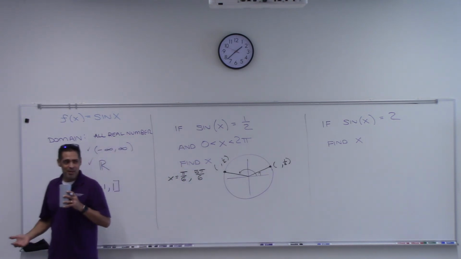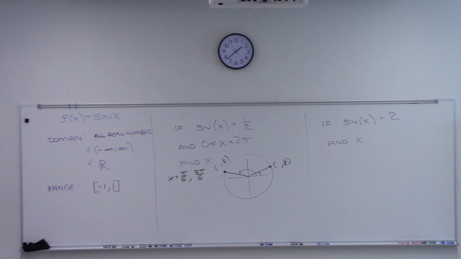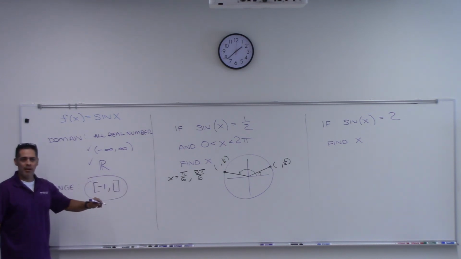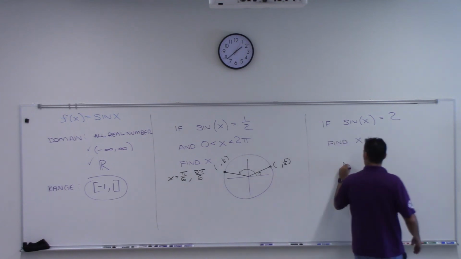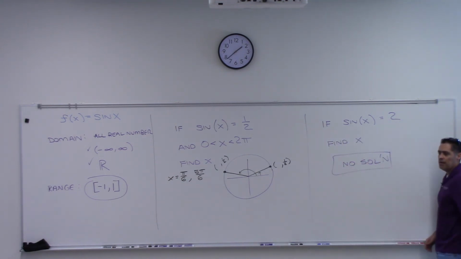I see some no's, right? That's never going to happen. You're on the unit circle. Look, you can only go out 1. And didn't we say the range of the sine function is between -1 and 1? So what's the solution to this? There is no solution. There's no solution to this equation.